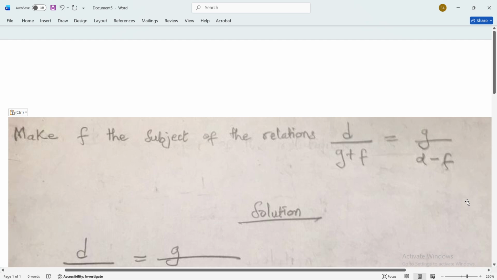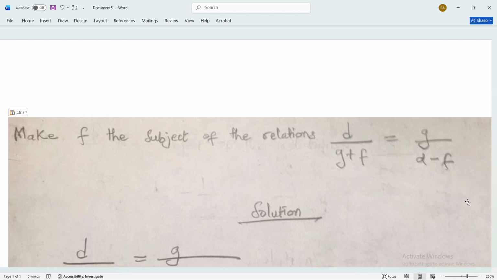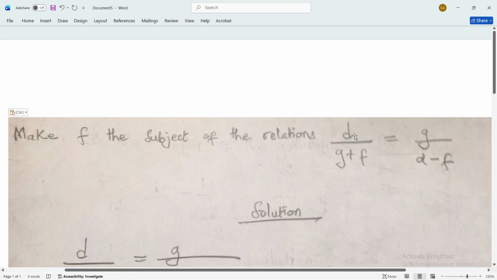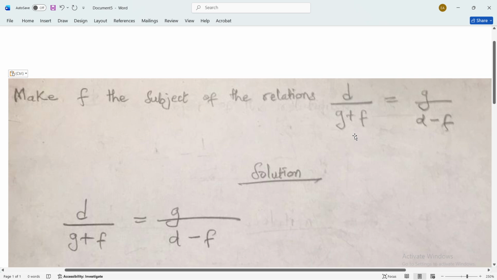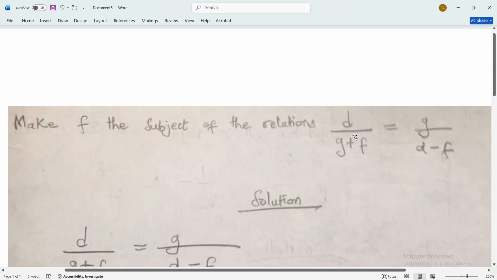Make f the subject of the relations. The fraction d over j plus f equals the fraction j over d minus f, right? So that's our question for the day. Let's quickly solve it. This is a practical question in mathematics, change of subject, right?